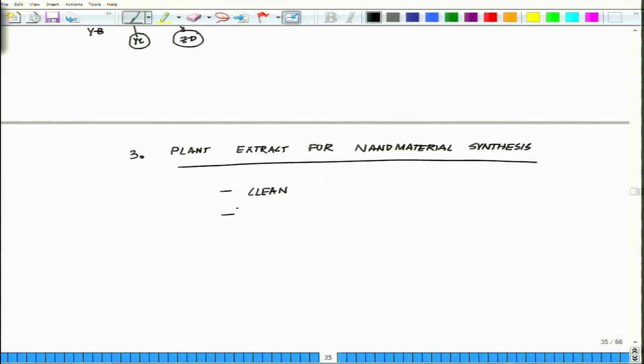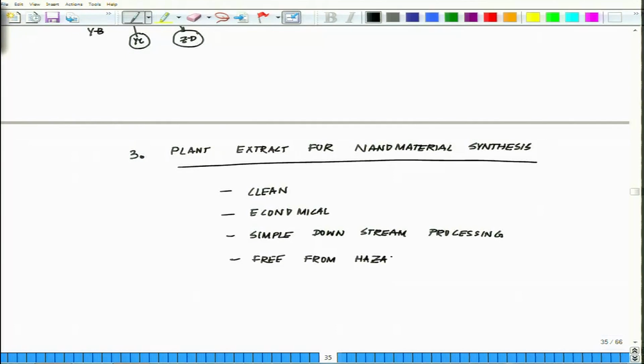clean methods, and these are economical, and they have a simple downstream processing, and they are free from much hazards, because you are not now dealing with living microbes, you are just using a plant extract.